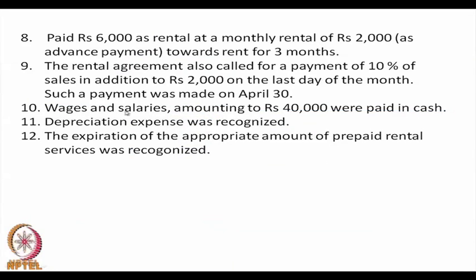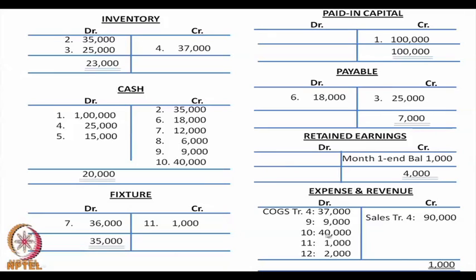Transaction 10 says wages and salaries for 40,000 paid. So, cash position comes down, and wages and salaries is an expense account. So, wages and salaries 40,000 and cash position comes down by 40,000. So, here this is transaction 10, amount is credited to cash, debited to expense account.